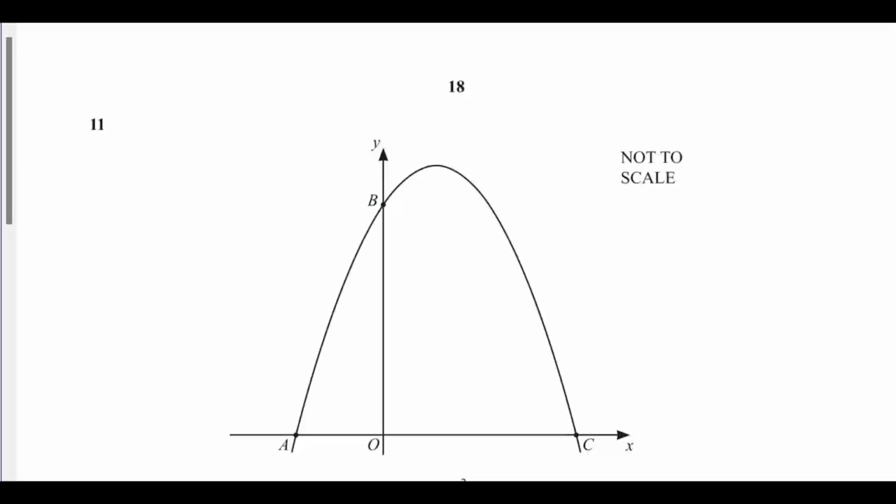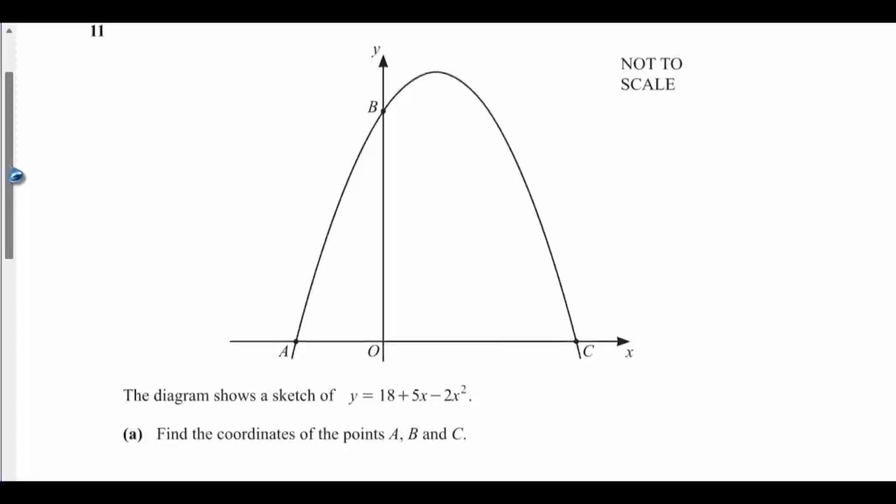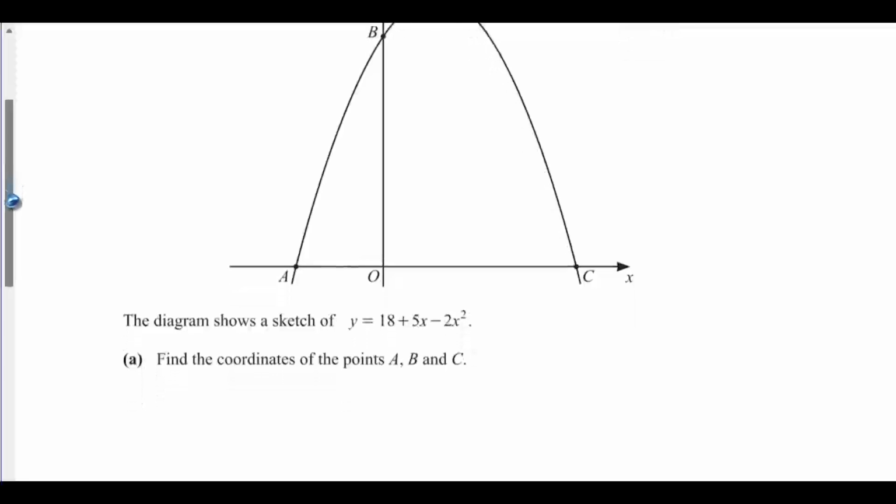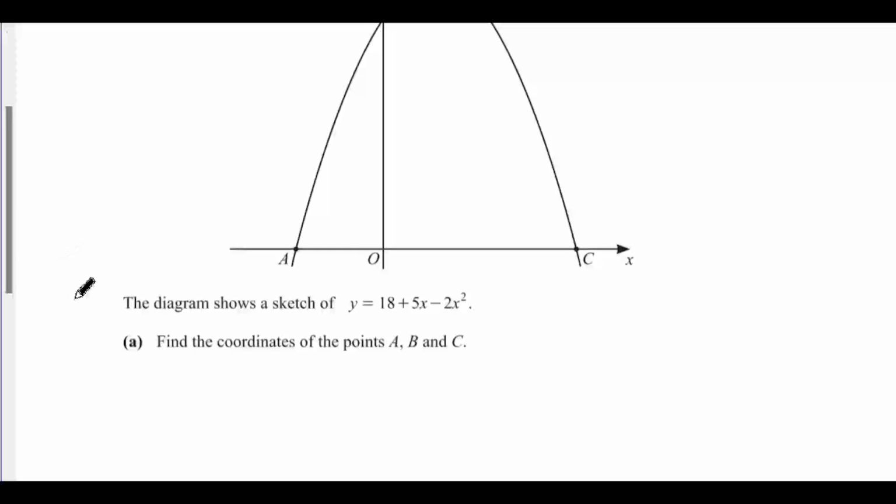That will be question 11. The diagram shows a sketch of y equals to 18 plus 5x minus 2x squared. Find the coordinates of the points A, B, and C. Okay, so at point A, y is equals to 0. So also at point C, y is also equals to 0.